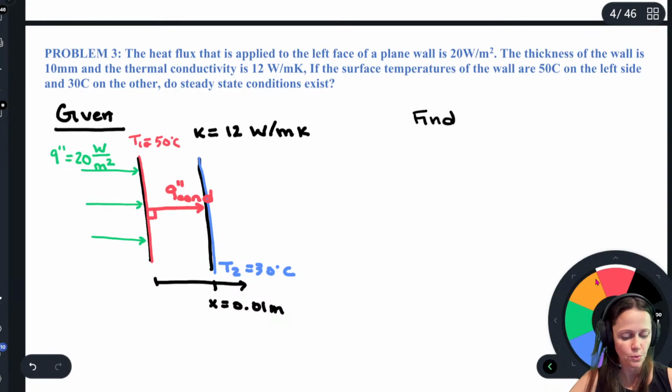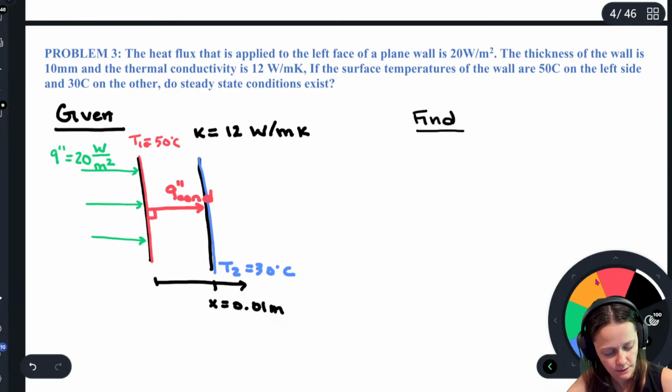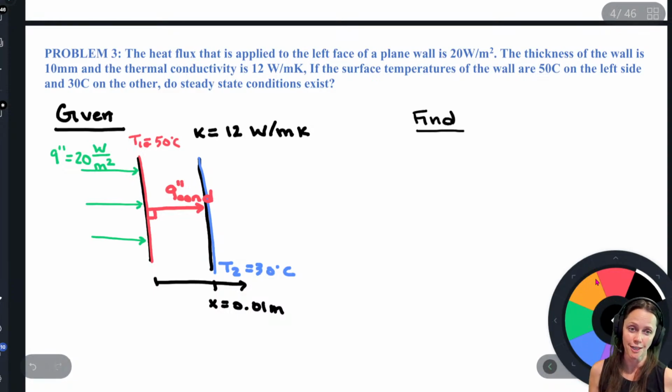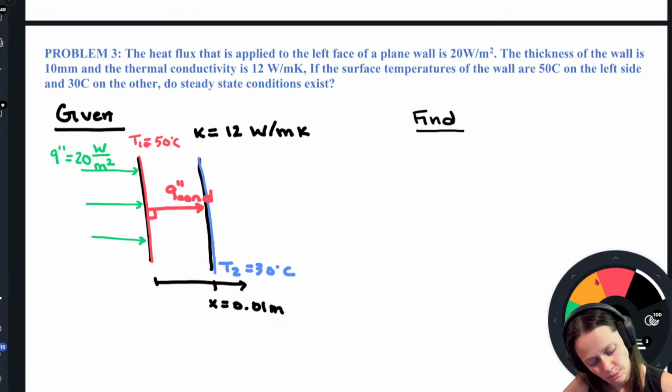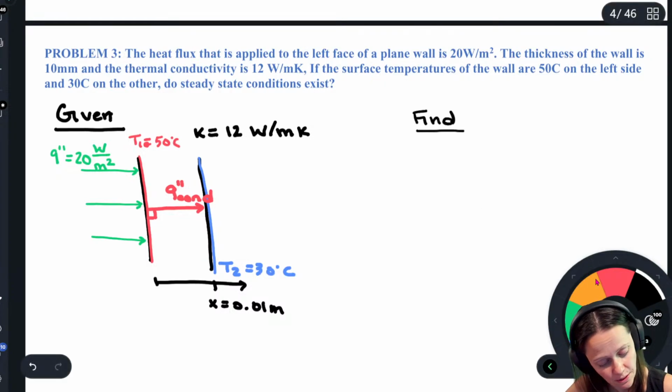I'll call that Q conduction. They're not asking me to find that. If they were, it would be pretty easy. Or well, I don't know, maybe it would be easy, but they're asking me, do steady state conditions exist? So I'll just put steady state, question mark. So instead of just assuming that it's steady state, I'm not going to do that.